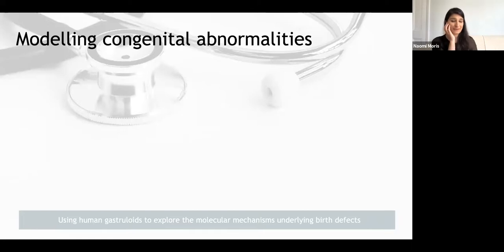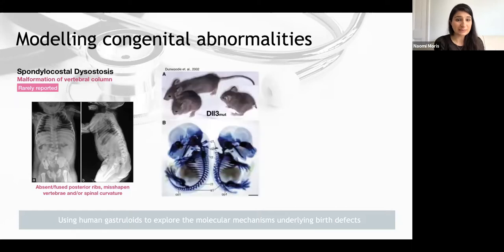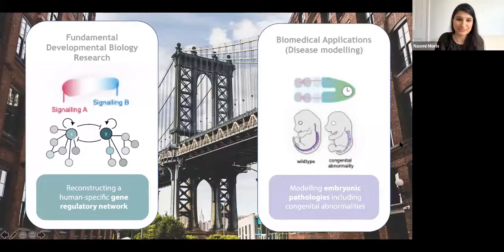The other thing that I want to start doing is thinking a little bit about modeling diseases. There are various conditions that are congenital abnormalities or birth defects in humans that affect the organization of the body plan, whether that's skeletal abnormalities or axis elongation defects. In this example, these are mice that have mutations that prevent the formation of the posterior part of the embryo. And so we're going to be thinking more about how we can use gastruloid systems to model the mechanisms underlying these conditions.